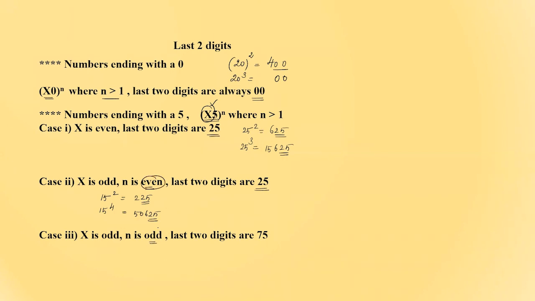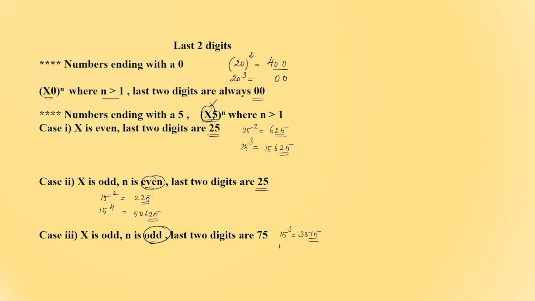Now, coming over to the next case, when x is odd and n is also odd. Here we saw n is even. Here you have to see n is going to be an odd number. So let's take again 15 itself. 15 power odd. So 15 power 3 we'll check. What's going to be the last two digits of this number? 15 cube is nothing but 3375. So the last two digits of this number is 75.